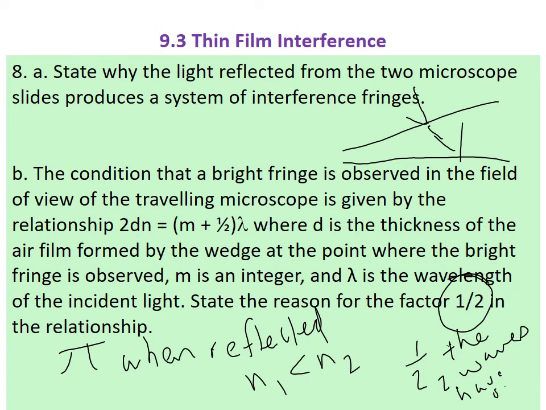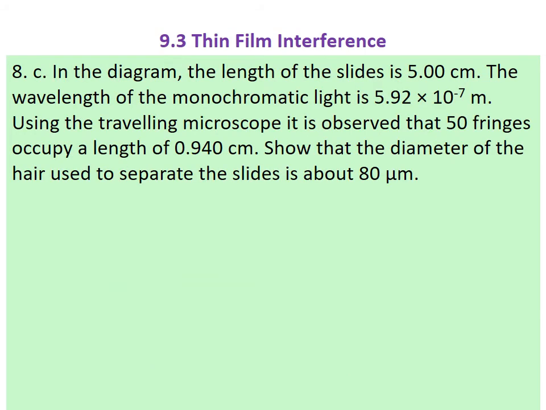Okay, finally, part C. Part C, and this one is easily the hardest one. In the diagram, the length of the slides is 5 centimeters. The wavelength of the monochromatic light is 592 nanometers. Using the traveling microscope, it is observed that 50 fringes occupy a length of 0.940 centimeters. Show that the diameter of the hair used to separate the slides is about 80 micrometers.